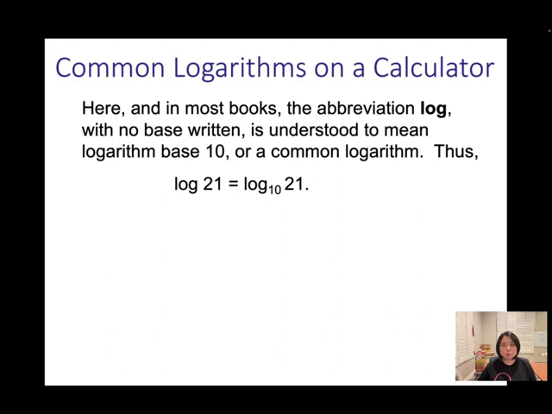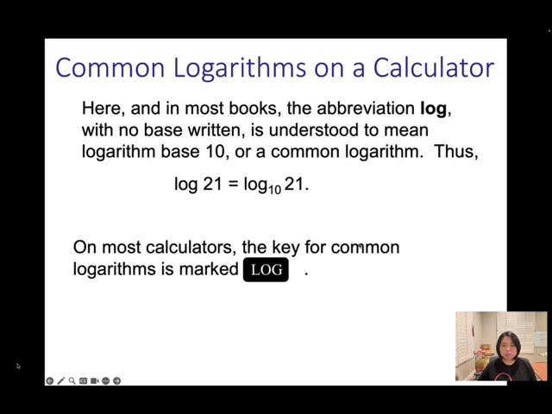Usually in most books, we don't write down the base for the log, and it's understood to mean the log base is 10. If I put log 21, we know that will be the common log, where 10 is the base. Same idea when you're using the calculator. When you put log 21, that means we have the base of 10.